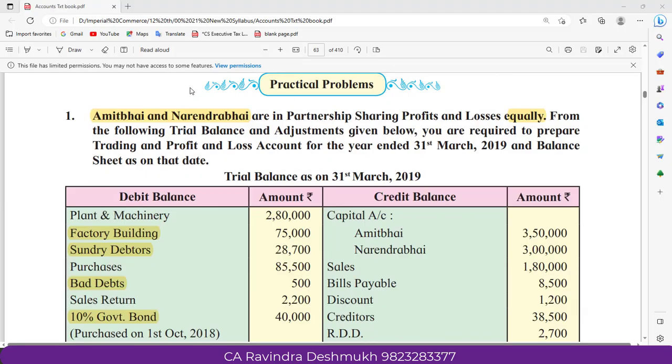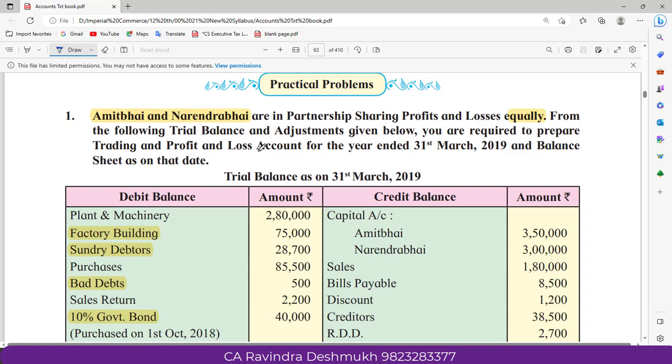See students, we are going to solve the practical problem number 1 of final accounts. Step number 1, what we are supposed to do? Mark adjustment, right? Hidden and given both.